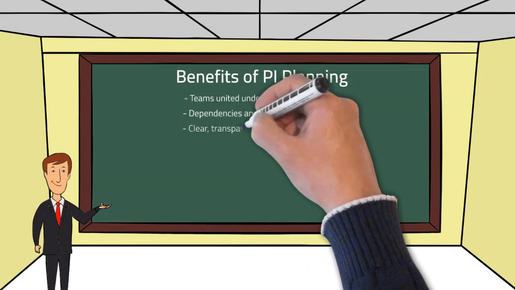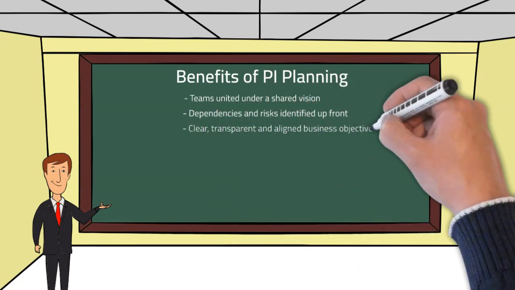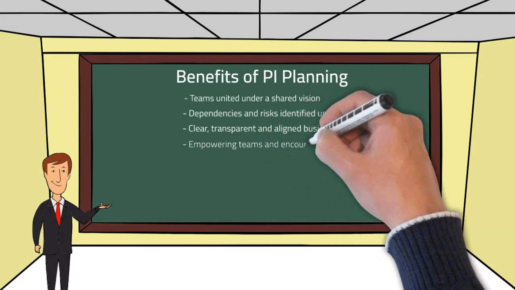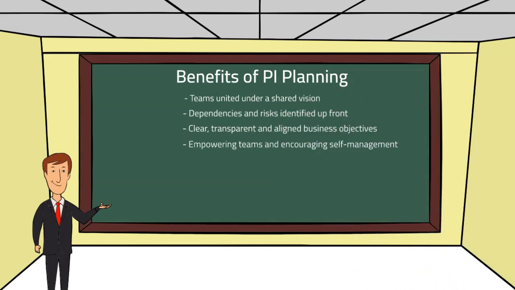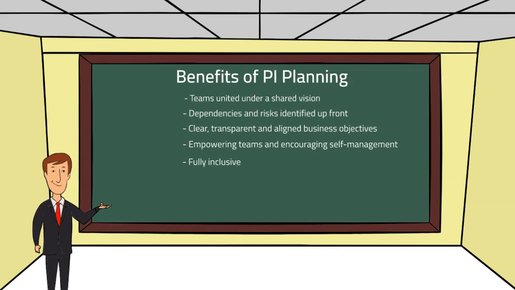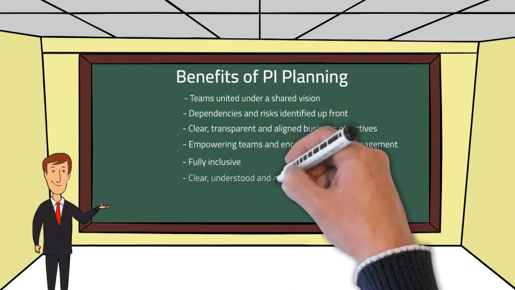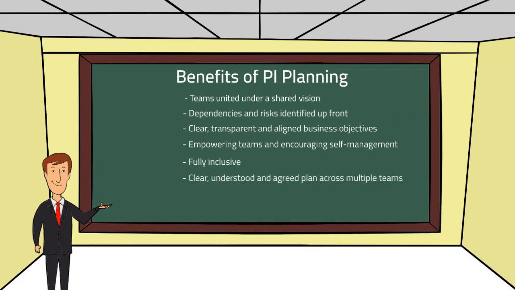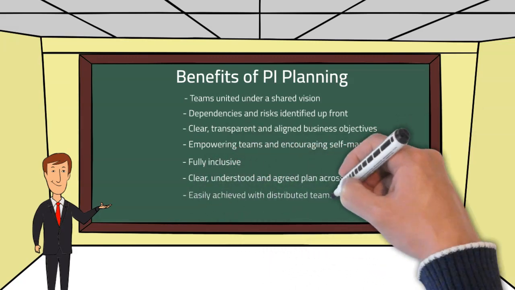It ensures that there are clear, transparent and aligned business objectives. It ensures to empower teams and also encourage self-management. PI planning is fully inclusive, and we ensure that we have clear, understood and agreed plans across multiple teams. It's also easily achieved with distributed teams.